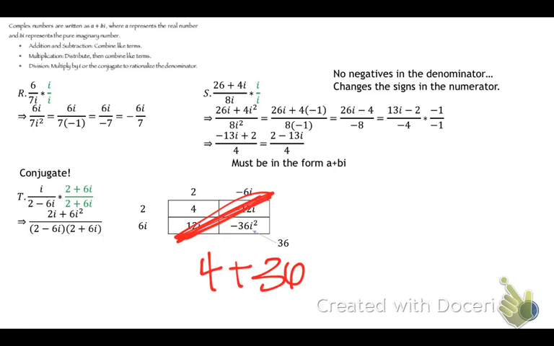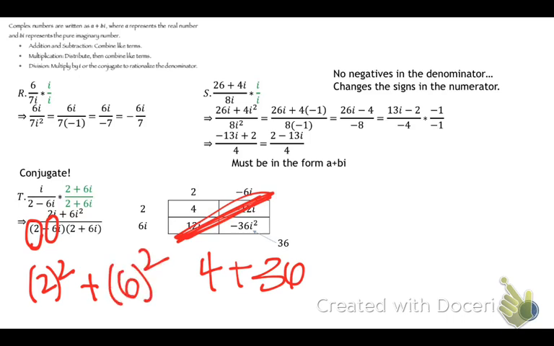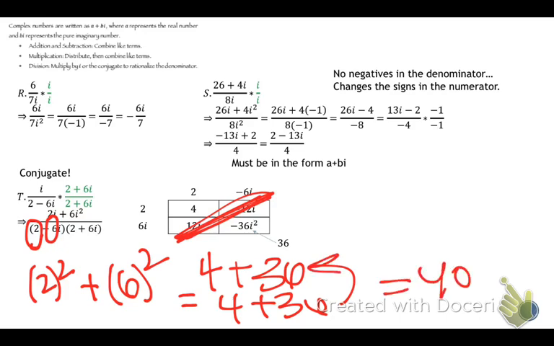A hint to multiplying conjugates, you always take the first number and you square it. So you're going to have 2 squared. And it's always plus the second number squared, so 6 squared. Which would have been 4 plus 36, which is 40. Okay, that's just a hint. If you don't want to do that and you want to do it the long way, that's completely fine. Do it the long way, okay?